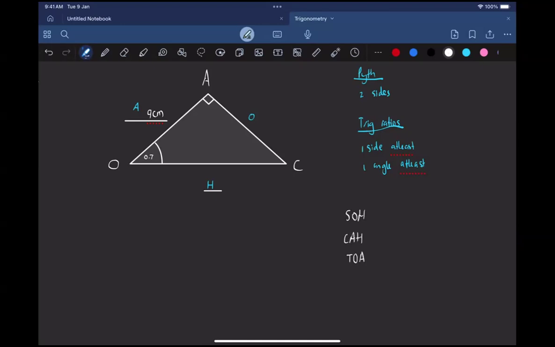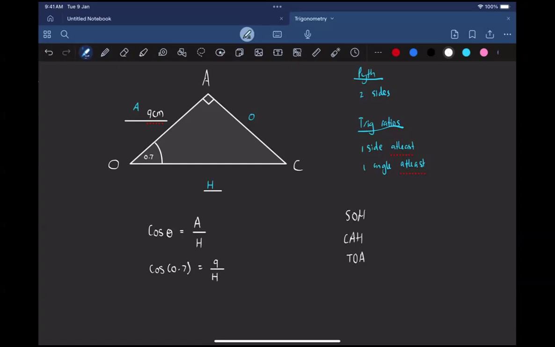Cosine. Right. So I would say cos theta is equal to what over what? A over H. Perfect. We know what the angle is. What's the angle? 0.7. And is that in degrees or radians? Radians. Right. Do I know what A is? 9. Do I know what h is?